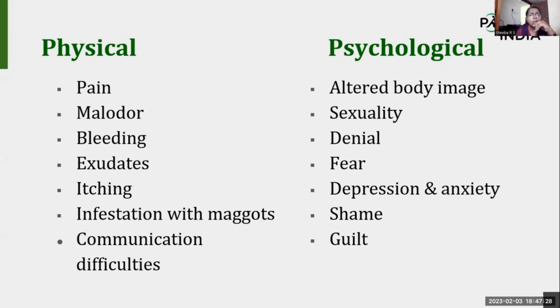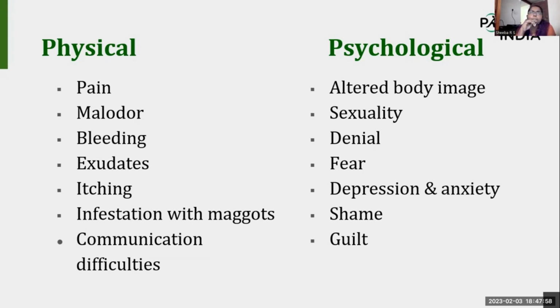And bleeding. Sometimes these kinds of wounds will erode into major blood vessels. Some patients, especially head and neck cancer patients, may die because of profuse bleeding. So if there is this kind of cancer, we have to prepare the family members also.